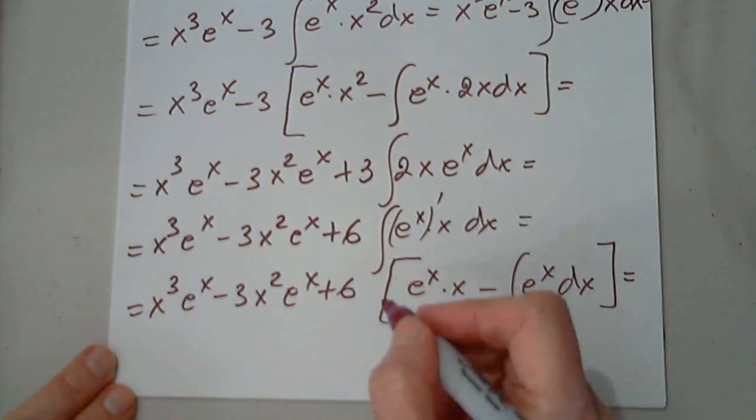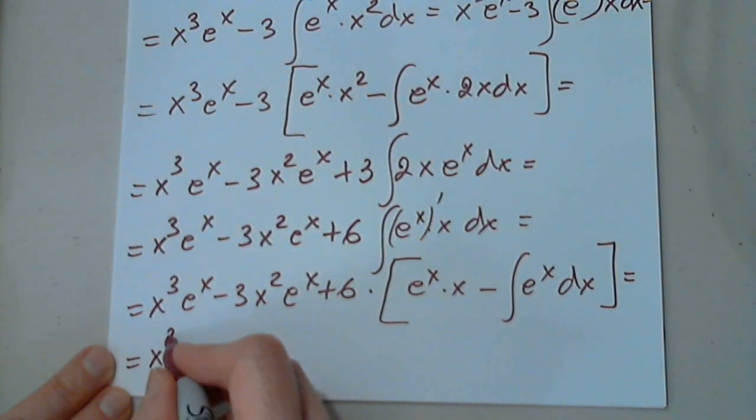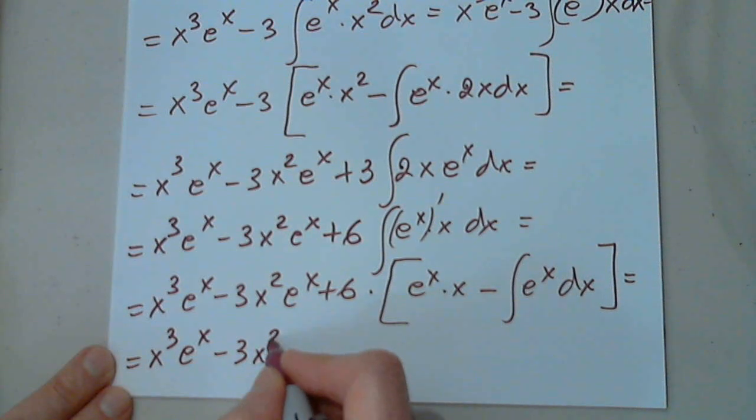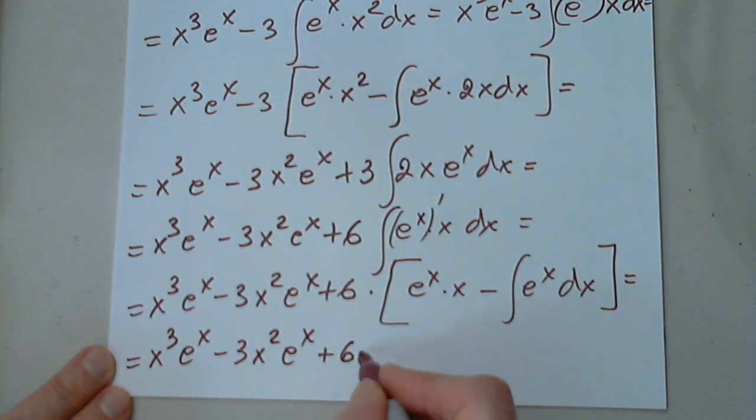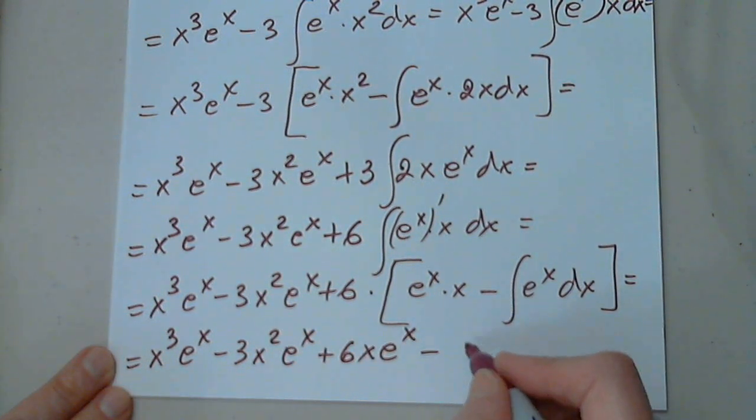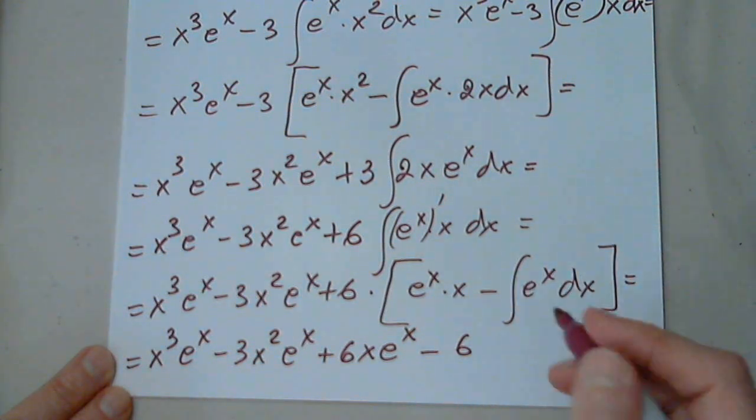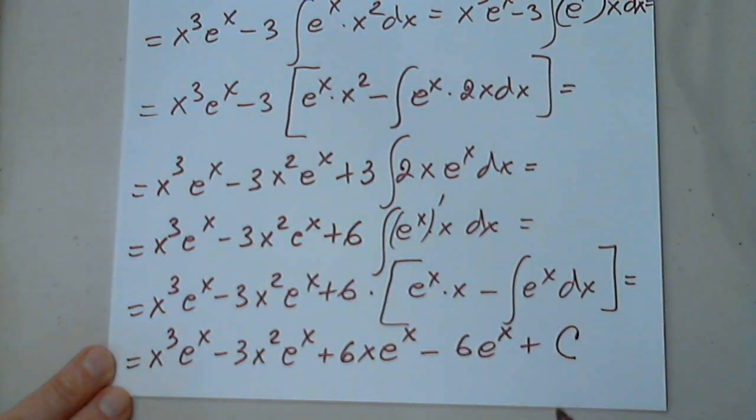Good. So I have to distribute 6. So this is x to the third e to the x minus 3x squared e to the x plus 6x e to the x minus 6. And the integral of e to the x, we know it's e to the x plus a constant c.